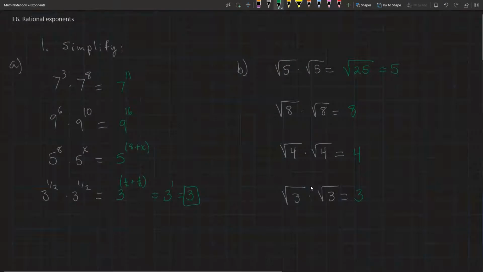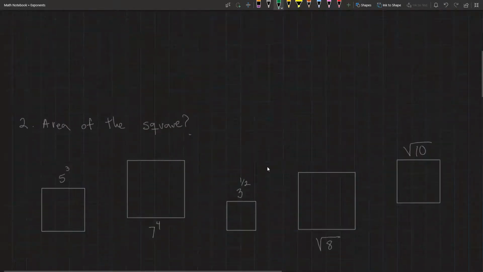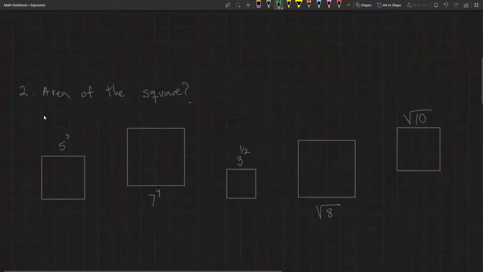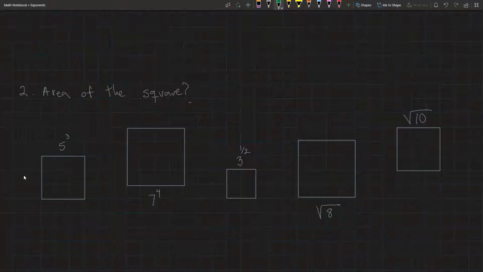All right, so let's see if we can apply this in terms of area of squares. Here are 4 or 5 squares, and we are given the side length. The side length is 5 to the 3rd power, 3 to the 1/2, square root of 8, and so on. One thing we know about squares is if this side is 5 to the 3rd, then this side length is also 5 to the 3rd. And what's 5 to the 3rd times 5 to the 3rd? We will say the area. Because it's the same base, we can add their exponents. It's 5 to the 6th. How did we get that? By adding 3 plus 3.